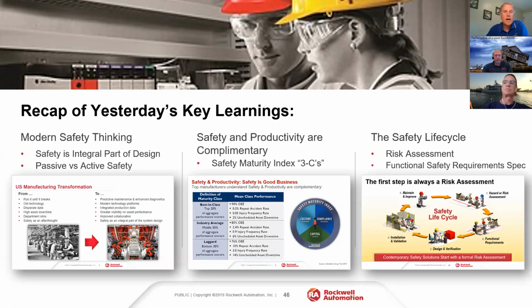We also got a little bit into safety and productivity, and that they're very complementary to each other, where safety does not mean loss of productivity. We talked about the safety maturity index, if you will, the 3 C's of safety, where all 3 C's are required to drive good safety practices. The C's are culture, compliance, capital. And then we talked about the beginning part of the life cycle, risk assessment, and also the FSRS, the functional safety requirement spec.